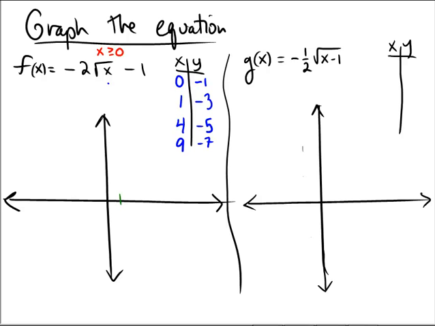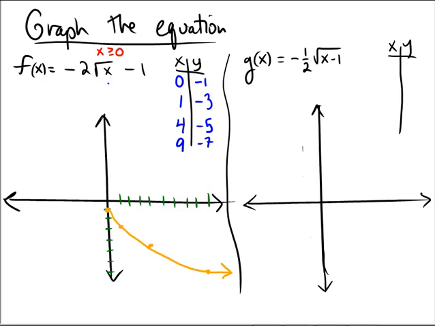So come down here, 1, 2, 3, 4, 5, 6, 7, 8, 9 on the x, 1, 2, 3, 4, 5, 6, 7 on the y. 0, negative 1 is located right here. 1 comma negative 3 is going to be 1, 2, 3. 4 comma negative 5 means I'm going to come to 4 and to negative 5, and finally 9 and negative 7. So my graph is going to look like half of a parabola going that direction.